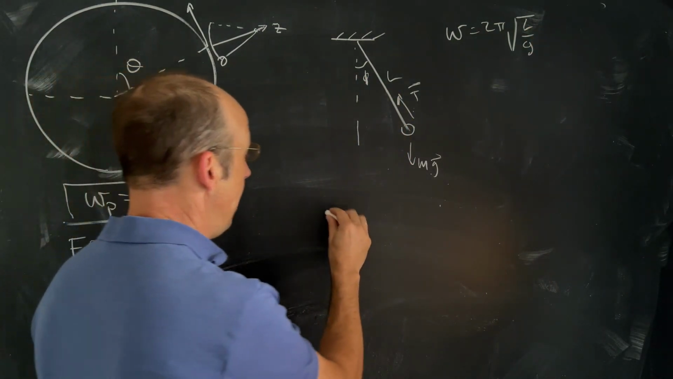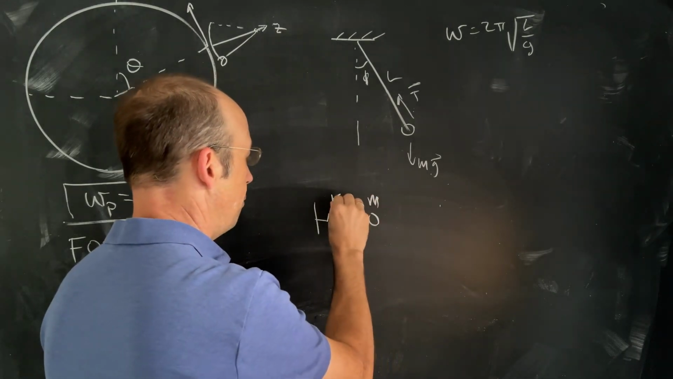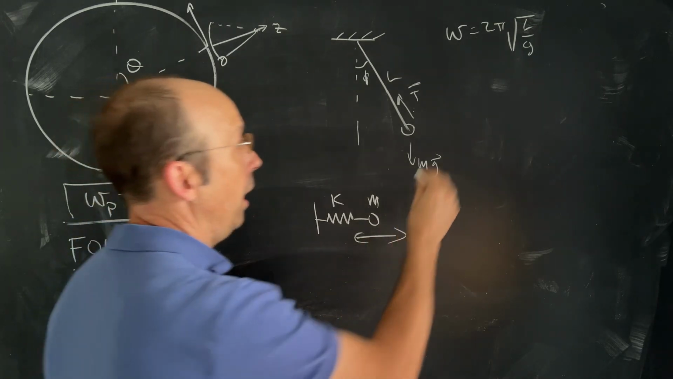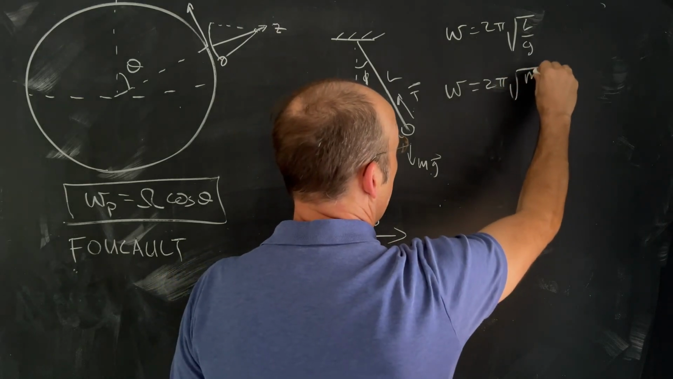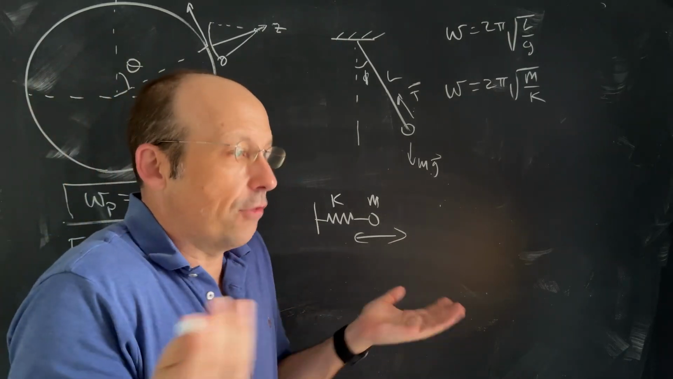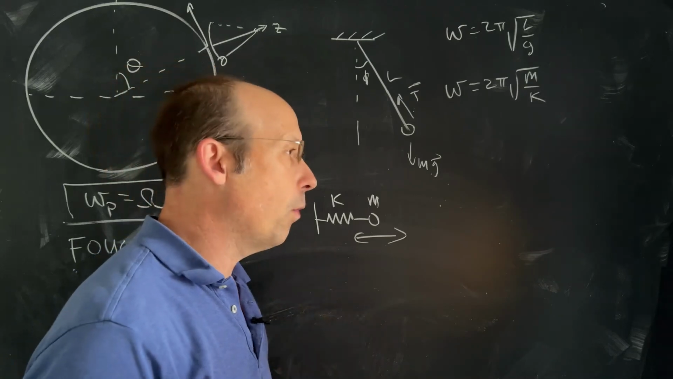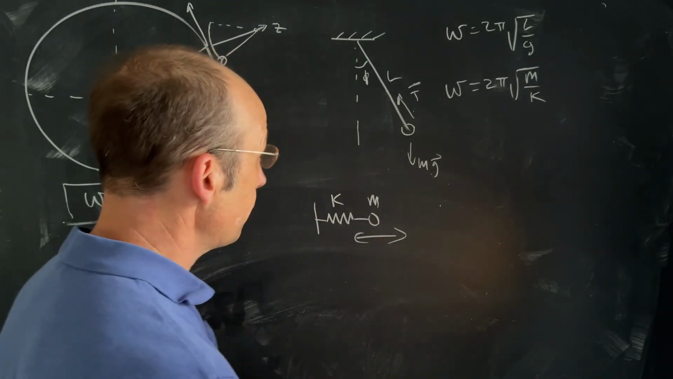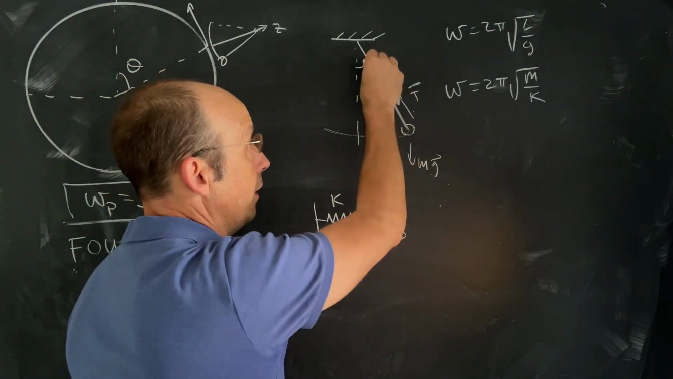Now, if I have a mass on a spring with spring constant k, that will oscillate back and forth also, and that will have omega equal to 2 pi times the square root of m over k. You know that. I'm not going to derive those things, but this is a grown-up class, and I've done it. If you really want it and you can't find it, just comment down below and I will find it for you.